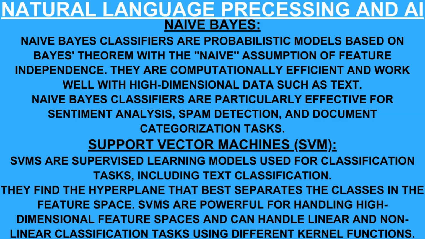Support vector machines (SVM). SVMs are supervised learning models used for classification tasks, including text classification. They find the hyperplane that best separates the classes in the feature space. SVMs are powerful for handling high-dimensional feature spaces and can handle linear and non-linear classification tasks using different kernel functions.